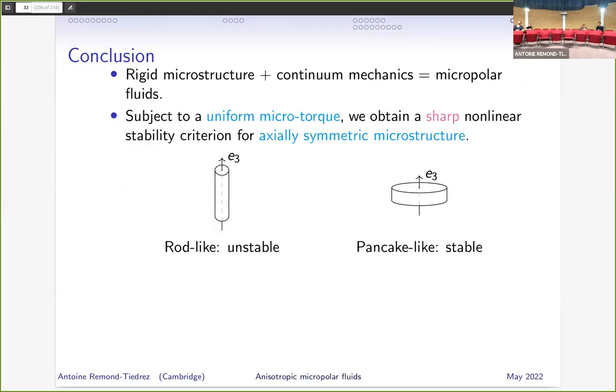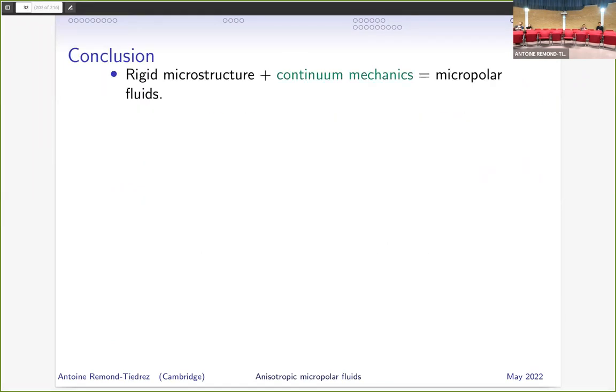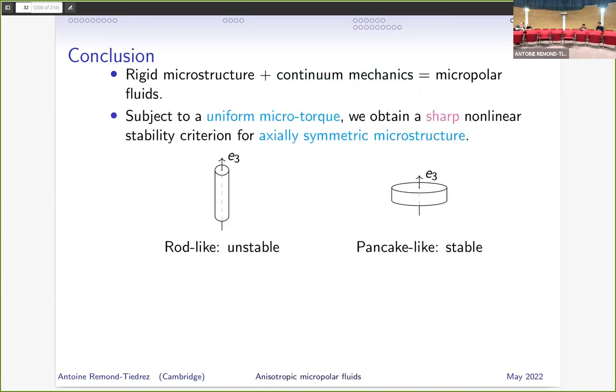So in conclusion, too fast. Where do micropolar fluids come from? They come from imposing a rigid or rotating microstructure in the context of continuum mechanics. And then, subject to a uniform microtorque, you get two cases. If you're a rod, you're unstable. You don't know this, but you're expecting to topple over and rotate. Whereas if you're a pancake, you're just rotating, like a vinyl, rotating at a constant rate, and it stays there.